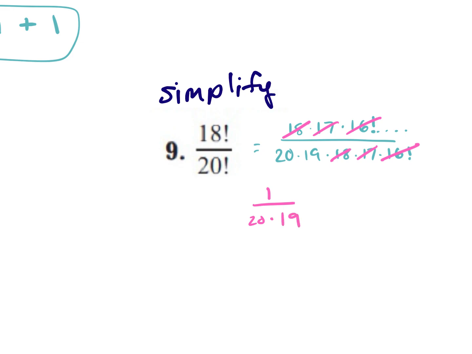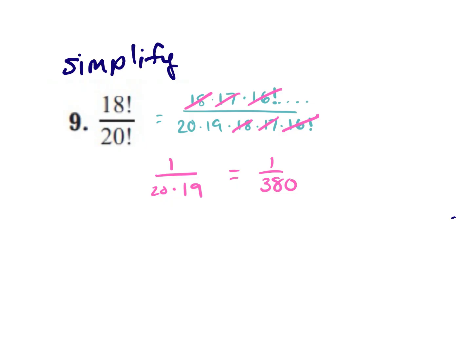Then we can put this in the calculator. So 1 over 20 times 19 would be 1 over 380. Or 1 over 380 would simplify to 0.0026, depending on how your answer choices look. It might leave it as a fraction, it might leave it as a decimal.